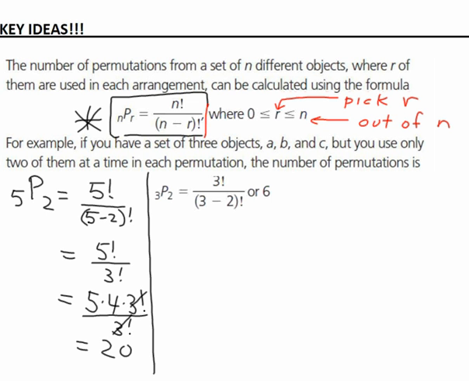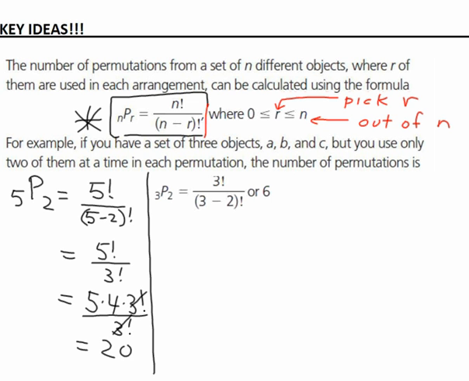So class, when we wrote out all the choices using the fundamental counting principle, we got 20. When we used our calculator with 5p2, we got 20. And finally, when we used the formula, we got 20. The answer better be 20. We got it 3 different ways.